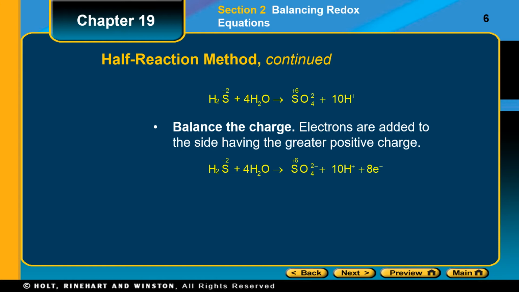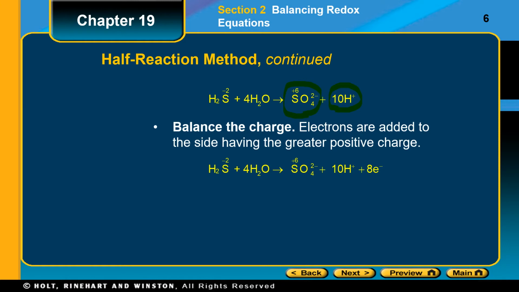the left side is 2 molecules. So the total charge on the left side is 0. There are no charges. But if you look at the right side, we have 2 things that have charges. We have the sulfate ion, which is a -2, and then we have 10 hydrogen ions, which is a +10. So +10 and -2 gives me a +8 on the right side.